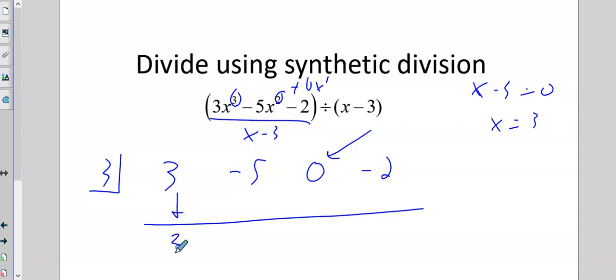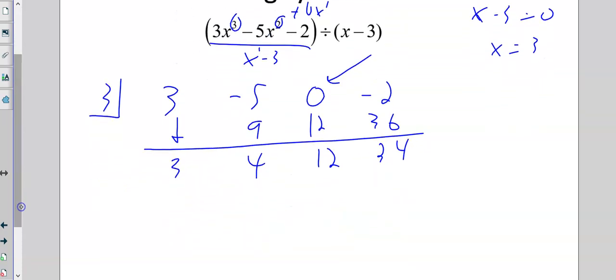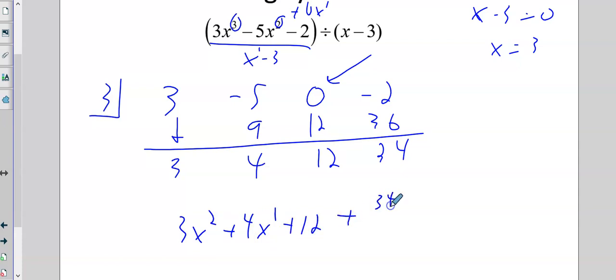Drop the 3 straight down. 3 times 3 is 9. 9 minus 5 is 4. 3 times 4 is 12. 12 plus 0 is 12. 3 times 12 is 36. Minus 2 is 34. Again, I start off with a cubic divided by a linear, so I'm going to end up with a quadratic. Then 4x to the 1 plus 12 plus 34 over my original divisor of x minus 3, the binomial.